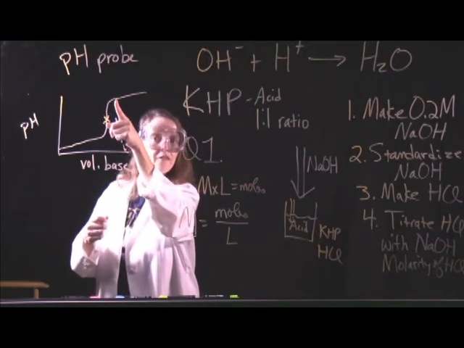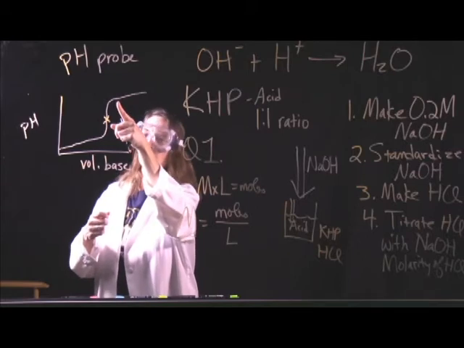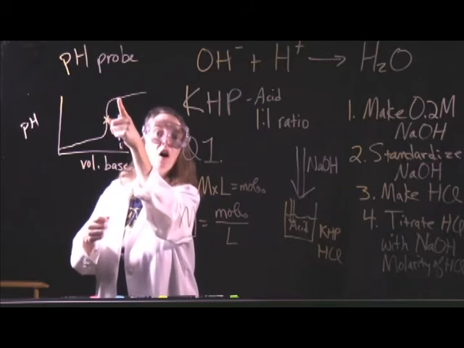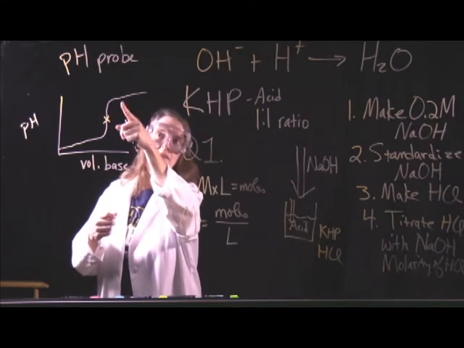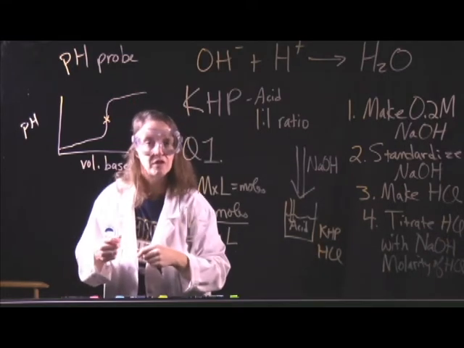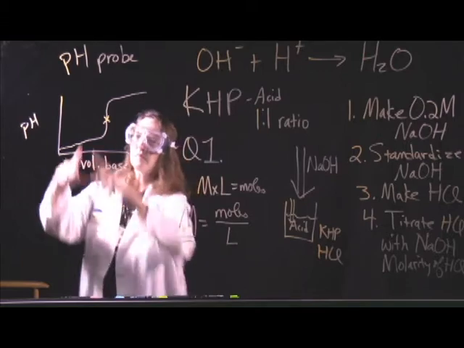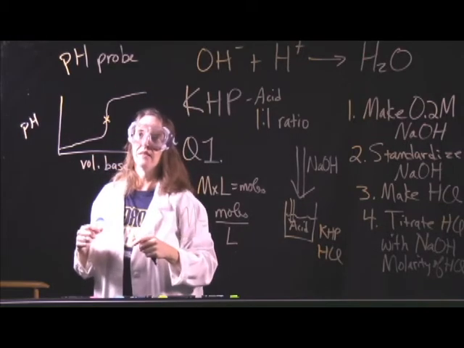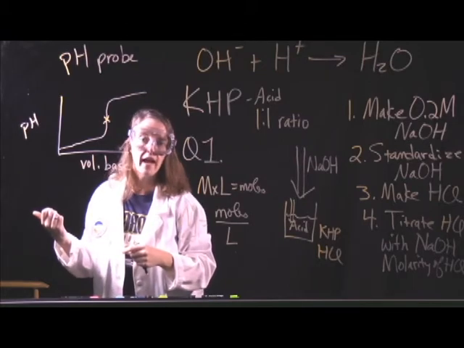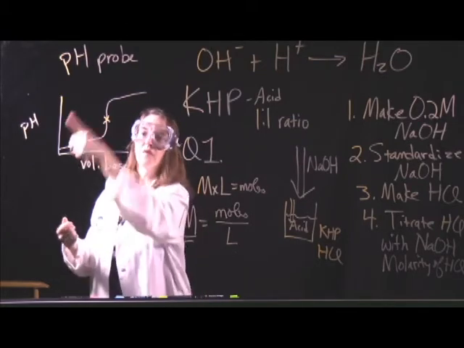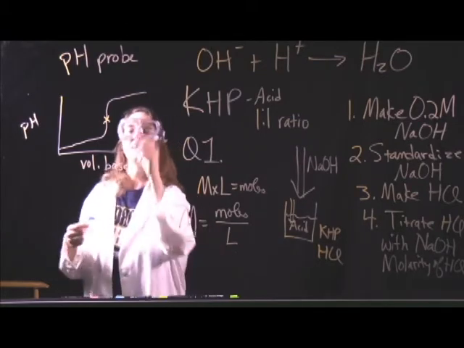Then once you get on the other side of that, now we're pretty basic, right? We're beyond the end point. And now you can go back to adding greater volumes and you won't see as much of a pH change. So you're generating this curve. You'll use either Excel on the computers in the lab or the LabQuest probe itself to generate this graph.